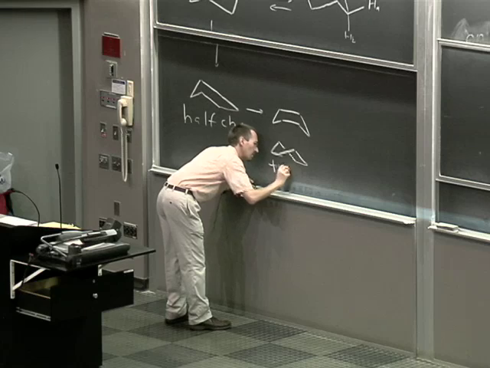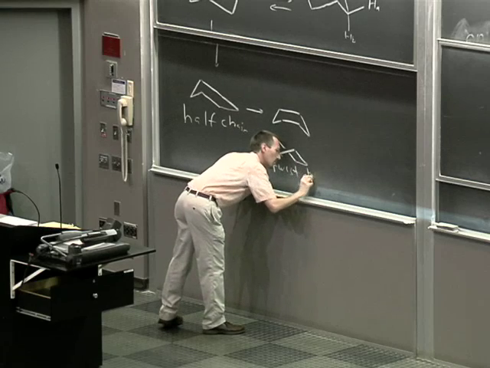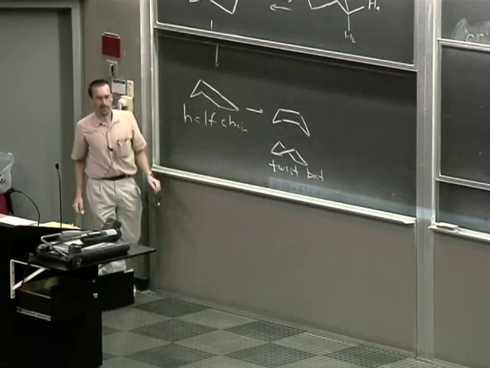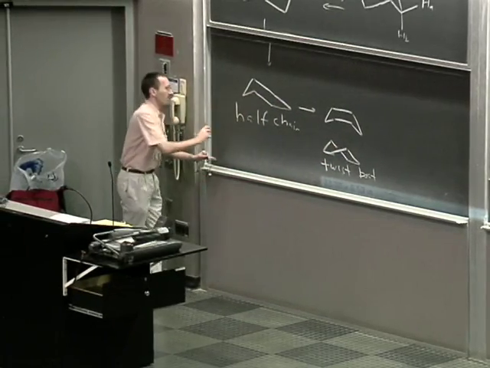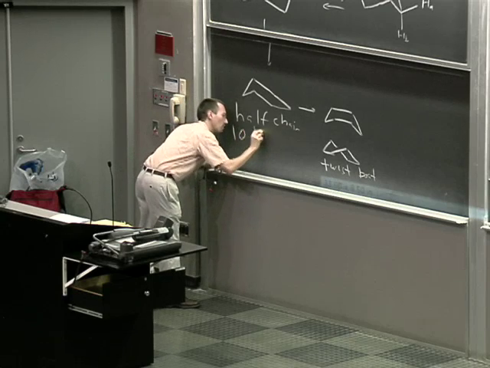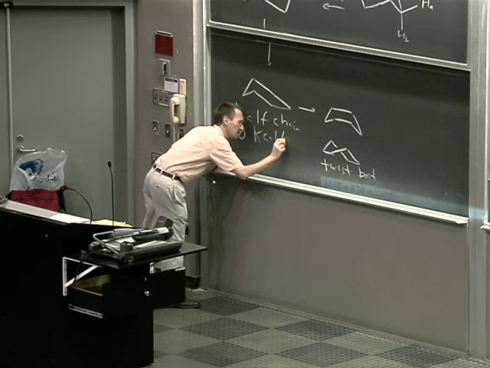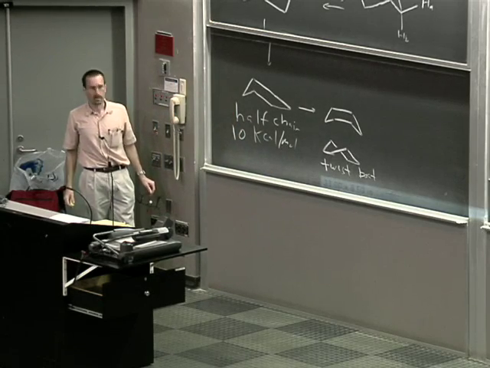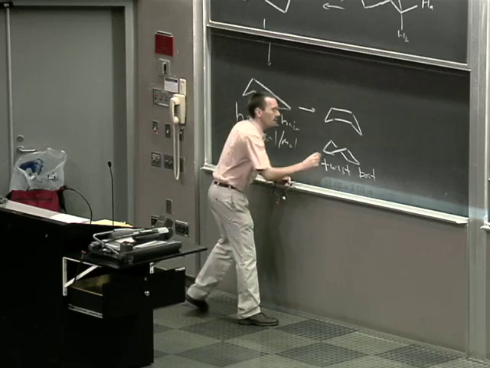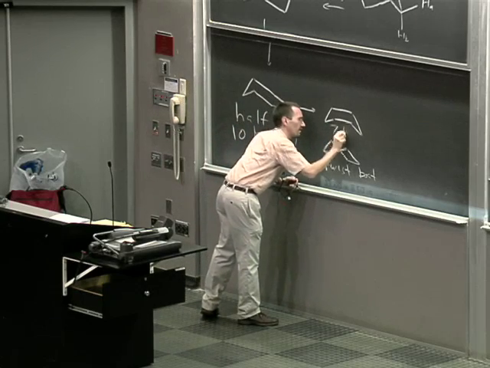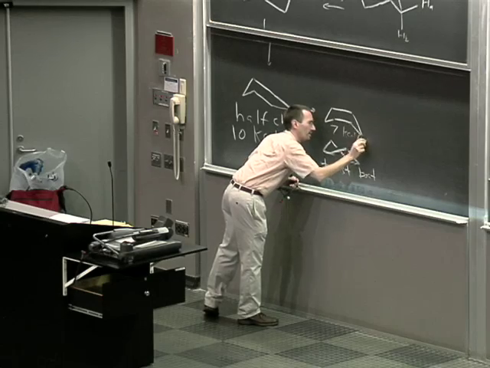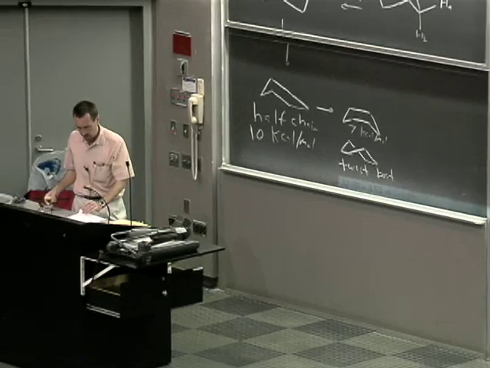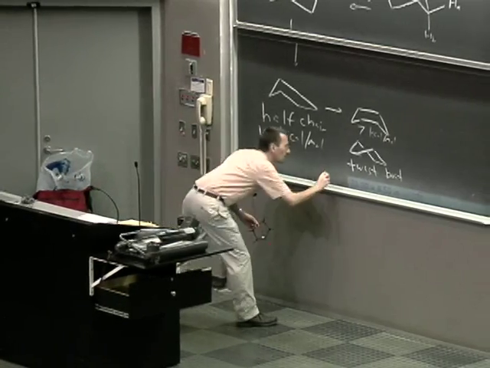It's called a twist boat. That's actually a stable but high energy conformer. The half chair is about 10 kilocalories per mole in energy above the chair conformer. The boat is about 7 kilocalories per mole higher in energy. The twist boat is about 5 kilocalories per mole higher in energy.